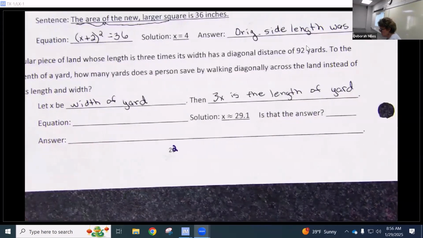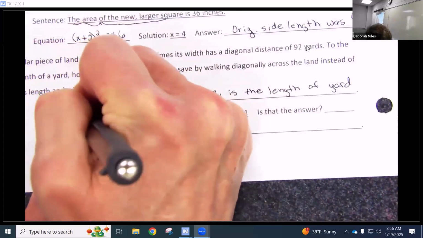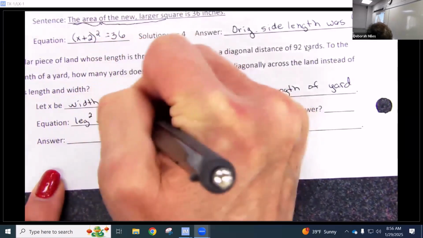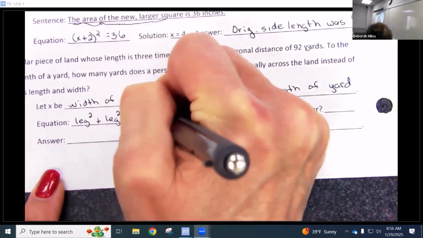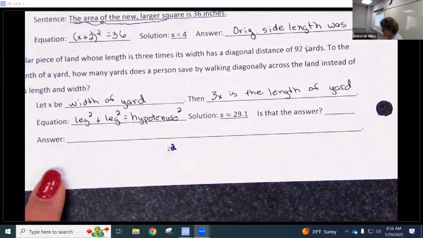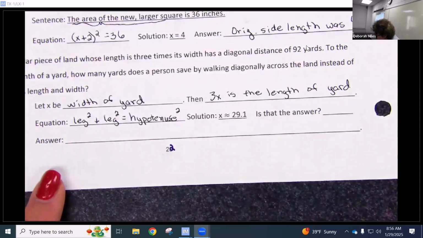And what do I know about rectangles and such? All right, that's the Pythagorean theorem. Leg squared plus leg squared equals hypotenuse squared. That's my sentence, not my equation. Gosh darn it, I wrote that in the wrong place. What can we put in place of the first leg?